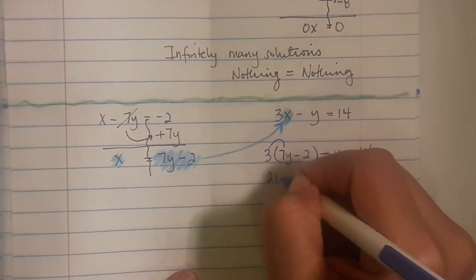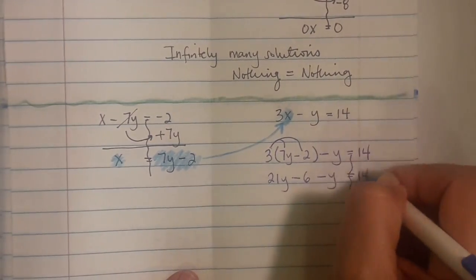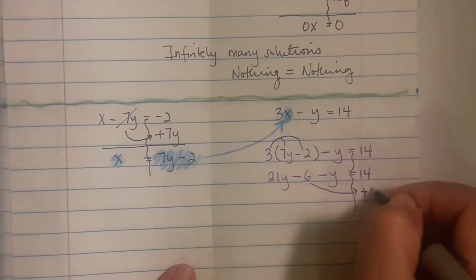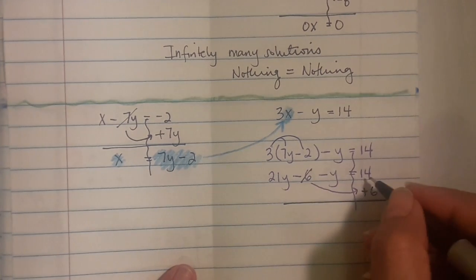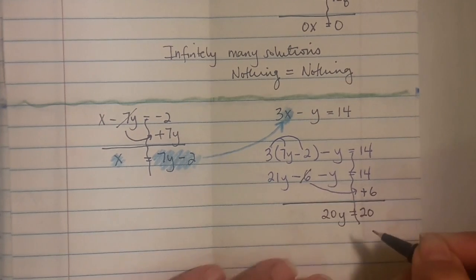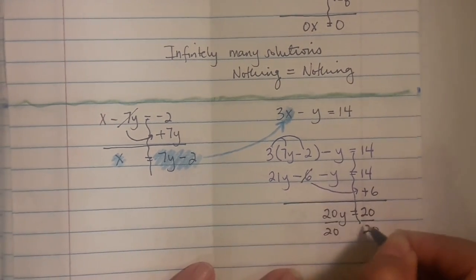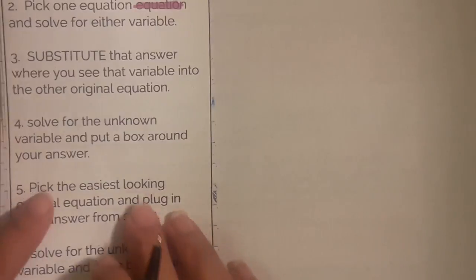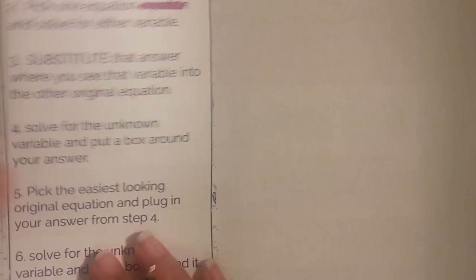Get in the house: 21y minus 6 minus y equals 14. Move that outside, it's going to be positive 6. And then 21y minus y is 20y, and 14 plus 6 is also 20. Divide both sides by 20. Y is equal to 1. Box it. This is a listening check. Color in y equals 1.